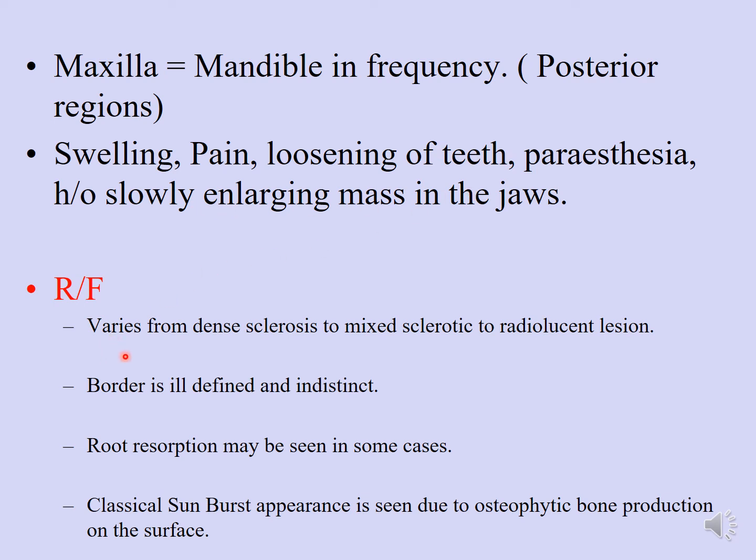Okay, radiographically, it varies from dense sclerosis to mixed sclerotic to radiolucent lesion. Border is ill defined and indistinct. Now, this is something very characteristic that I have time and again said. Well defined radiographic lesions are generally indicative of benign lesions. Ill defined lesions and indistinct borders are indicative of aggressive lesions and suspicious of malignancies. Root resorption may be seen in some cases, again indicative of an aggressive lesion. Classic sunburst appearance is seen due to osteophytic bone production on the surface. Now, this is a pathognomonic appearance of radiographic presentation in osteosarcoma.